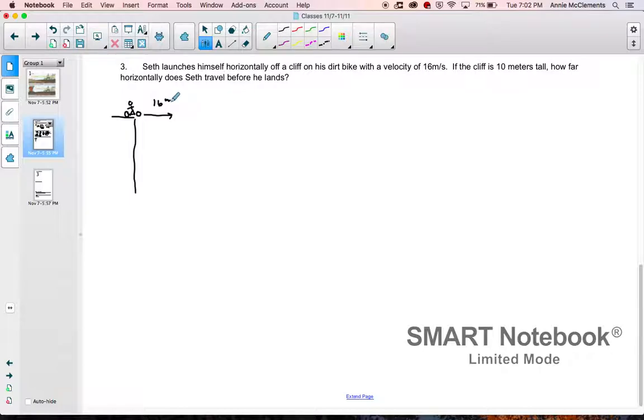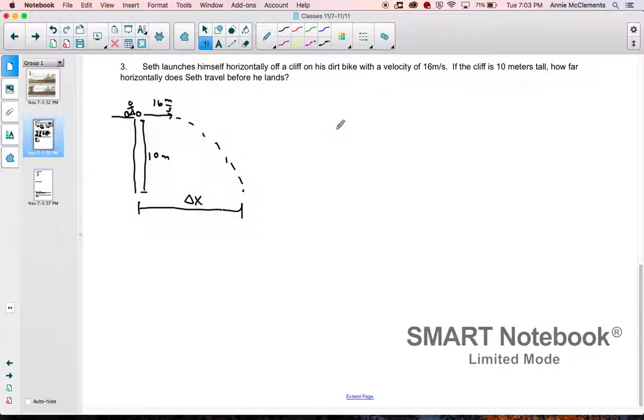And he's going 16 meters per second. And the cliff, we're told, is 10 meters tall. So he has 10 meters to fall, right? And he's going to sort of do one of these, all the way down to the ground, right? And what we want to know is how far horizontally does he travel before he lands, right? We're curious about this distance here.